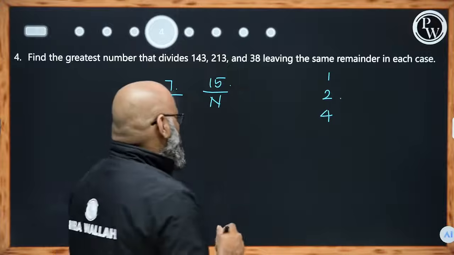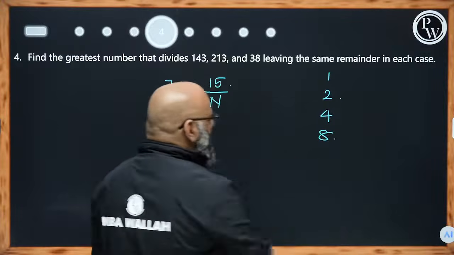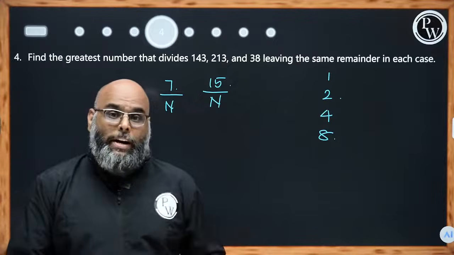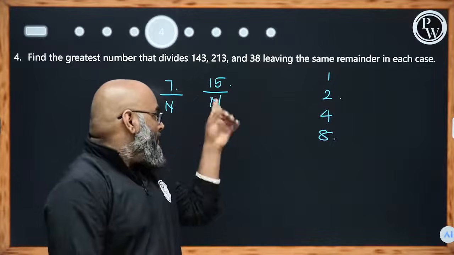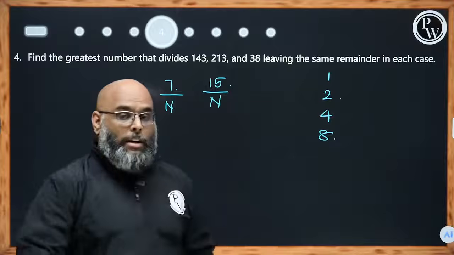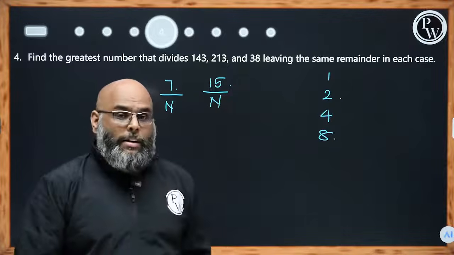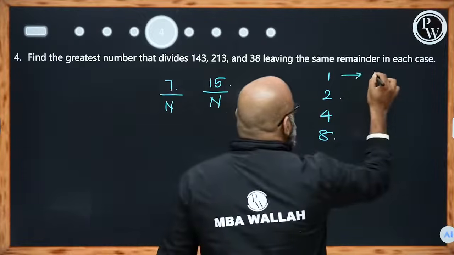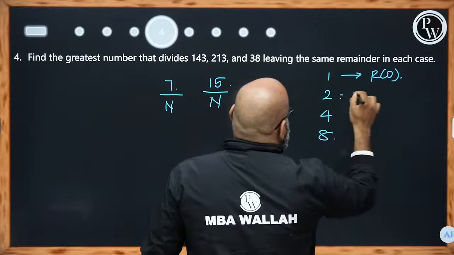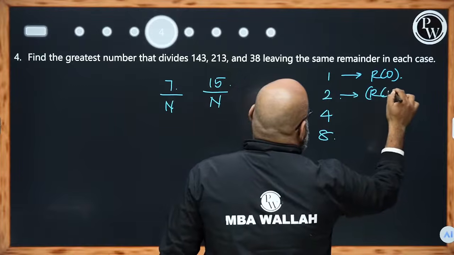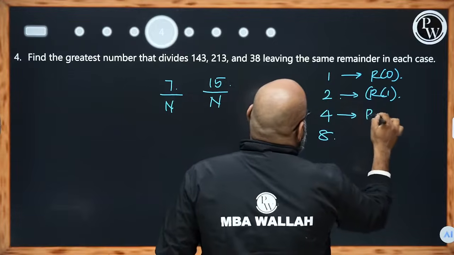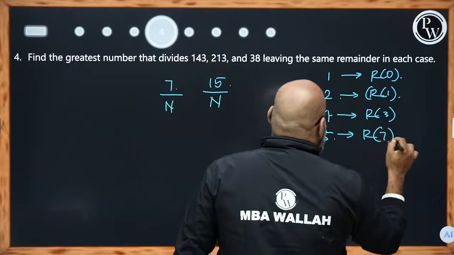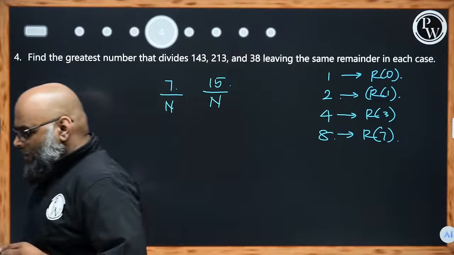If you notice, 8 also works. 8 by 7 cannot divide it, remainder is 7 itself. 7 by 8, remainder 7. 15 by 8, 8 goes off, remainder 7. In both occasions here, when you divide it by 1, remainder is 0. When you divide it by 2, remainder is 1. Divided by 4, remainder is 3. Divided by 8, remainder is 7. Right?